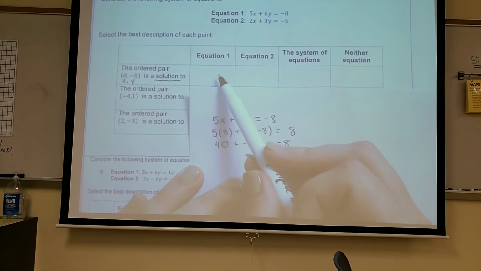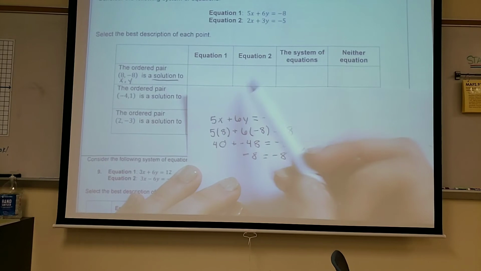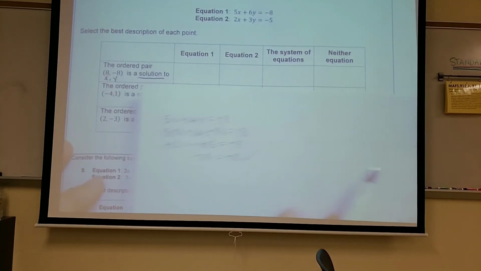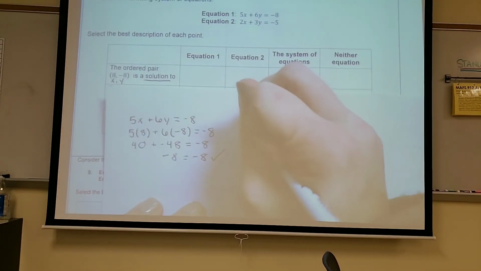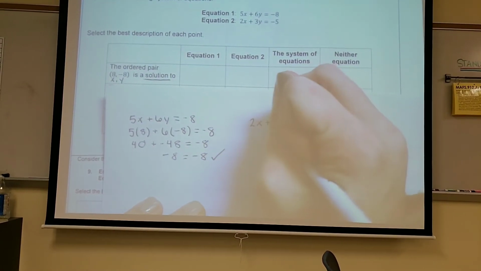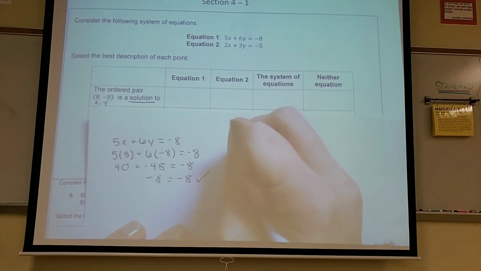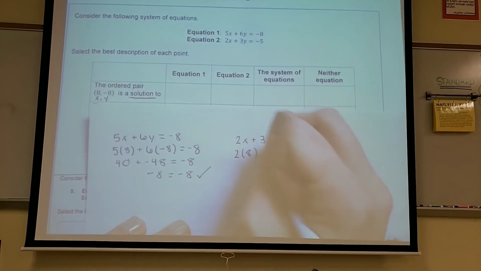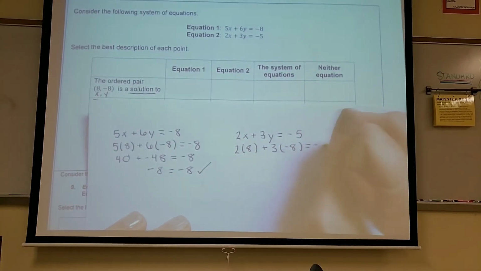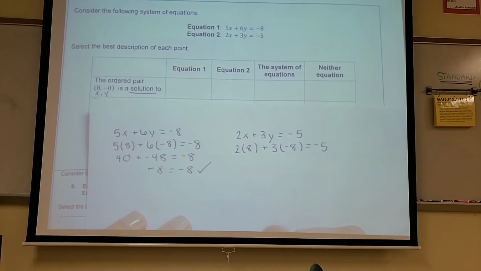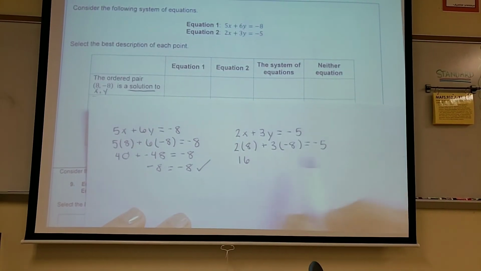Before I go ahead and check that it's a solution to equation 1, I want to check if it's a solution to equation 2. Because if it's a solution to both, then I'm going to want to choose a system of equations. So let me write down our line for equation 2. And I'm going to do the same thing. I'm going to replace my x with 8 and my y with negative 8 to see if it gives me a true statement. So 2 times 8 gives me 16.